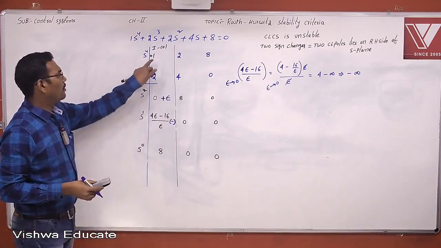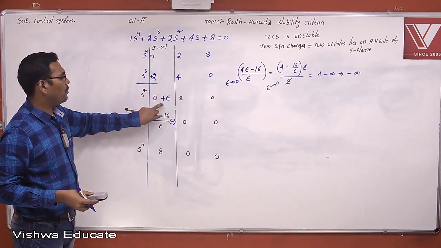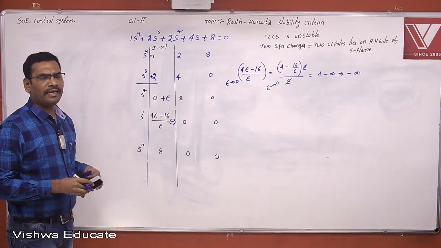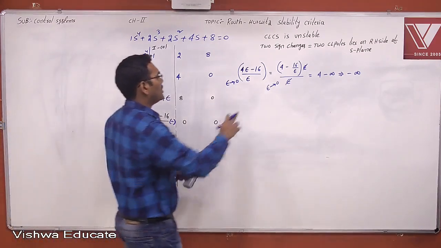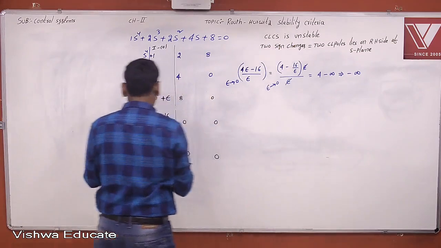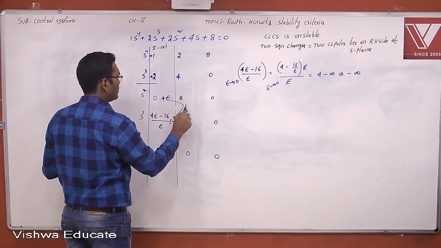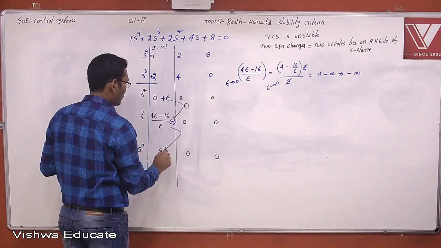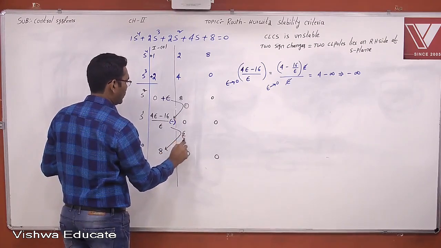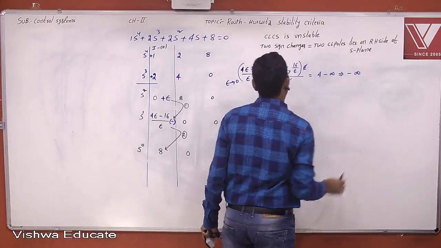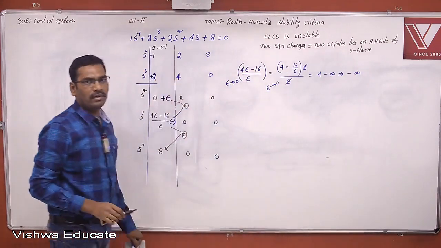Now, see here, positive, positive, positive, but this is the negative. Sign is changing. If any sign changes, system is unstable. Closed loop control system is unstable. How many sign changes? This is positive to negative, one sign change. Negative to positive, and this is another sign change. Therefore, two sign changes, so two closed loop poles lie on the right hand side of the S plane.